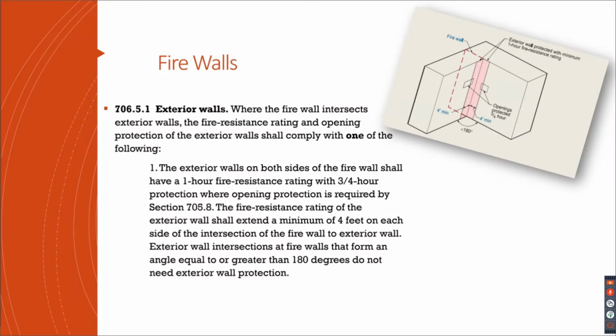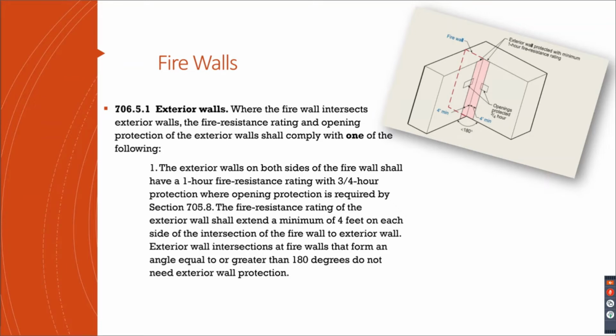So if you're building a firewall and you're wondering how to terminate it horizontally, go look at that section. You've got the charging section and 3 exceptions to look at. And then the exterior wall, 706.5.1, where the wall intersects exterior walls, the fire resistance rating and opening protection of the exterior wall shall comply with one of the following. Not all of them, just pick one that matches what you need and go with it.